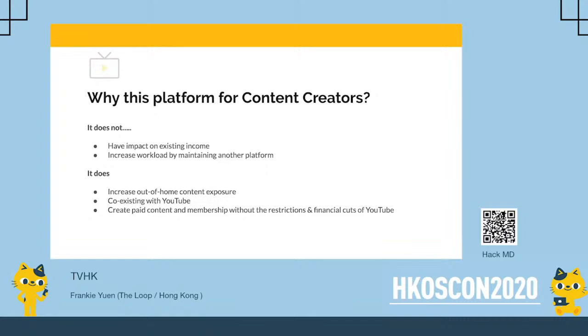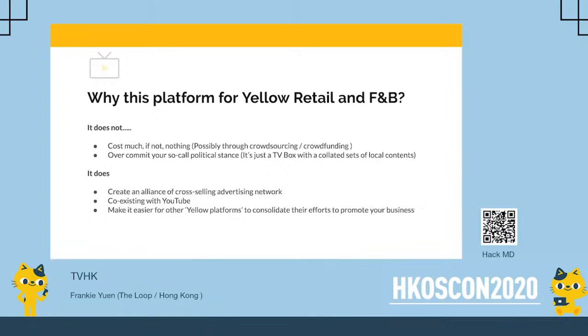So that means we can actually return more revenue coming out from membership or pay-as-you-go or one-off content viewing. So the actual media creator can get the most out of their own effort of producing the video, instead of the distributor or the platform taking a hefty cut from them. So they're always struggling. So why is this platform good for so-called yellow retail and F&B outlets? Because it does not cost much, if not nothing.